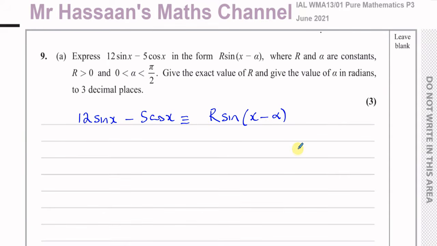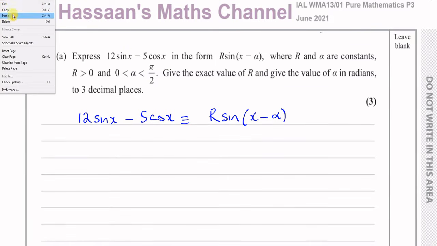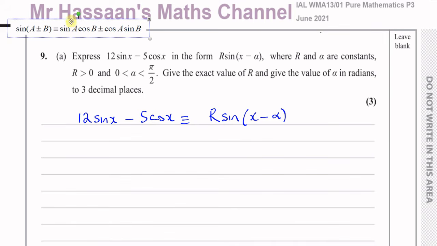Now what we're going to do is use what are called the addition formulae, which are in the formula book, to write this in a form where you have the sine of x and the cosine of x as separate terms. Those formulae you can find very easily in the formula book. So I've already copied it.